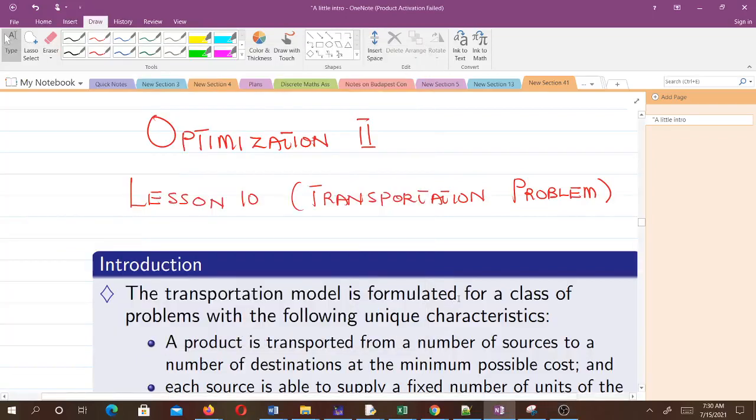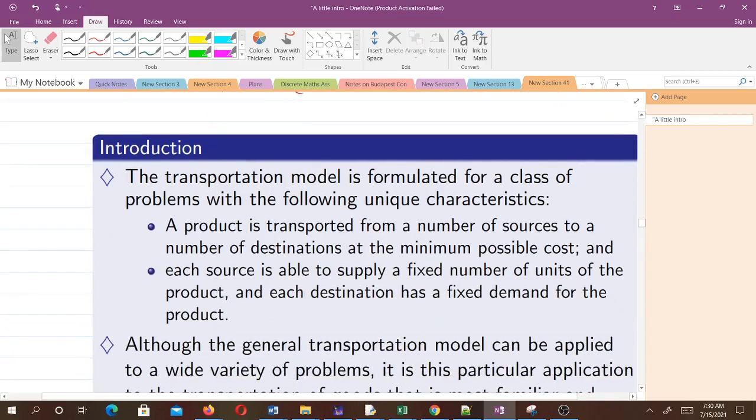So, welcome to lesson 10 in our study of optimization 2, where we are going to talk about the transportation problem. So, the transportation model is formulated for a class of problems with the following unique characteristics.